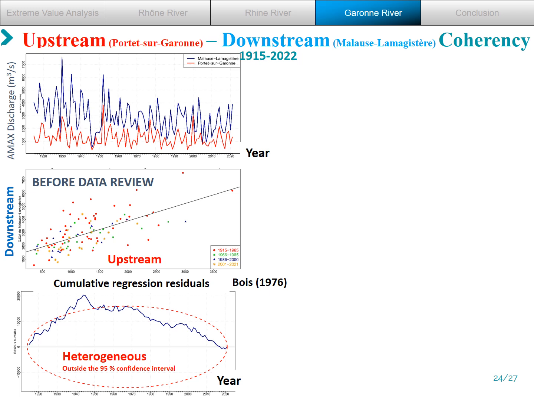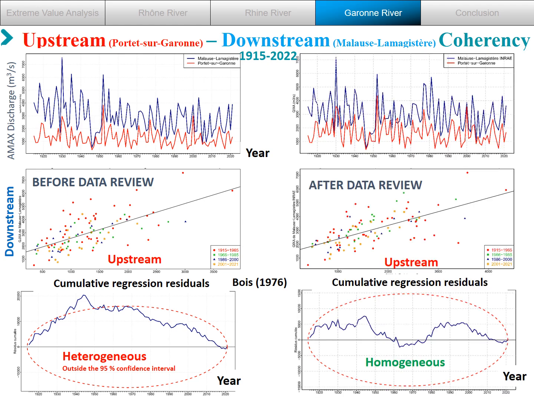So now we check the coherency between our flood series in blue, Malause plus La Magistère, and another series upstream near Toulouse at Portet-sur-Garonne. On the top, we have the 2 time series. In the middle, we fit a regression between the 2 series. And at the bottom, we apply the Buishand test, with the year on the x-axis and the cumulative regression residuals on the y-axis. The 2 series are considered as non-coherent, as the experimental curve in blue falls outside the 95% confidence interval.